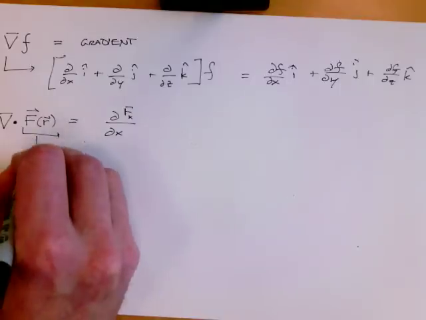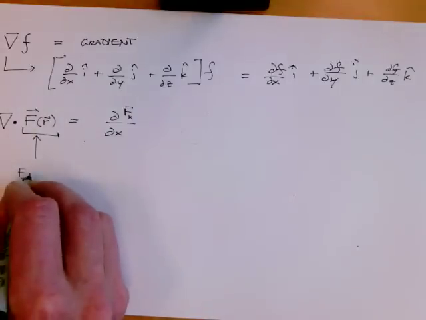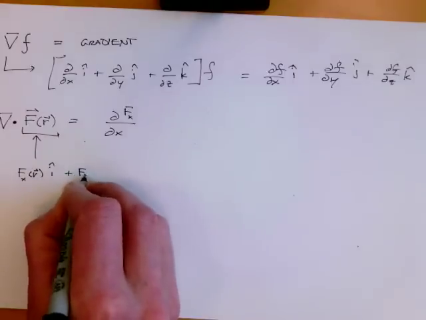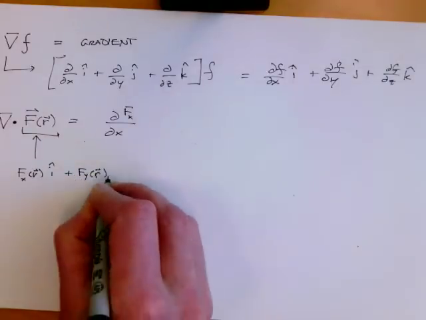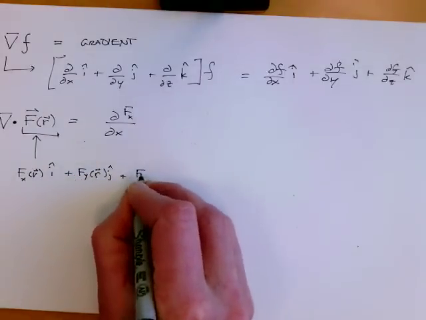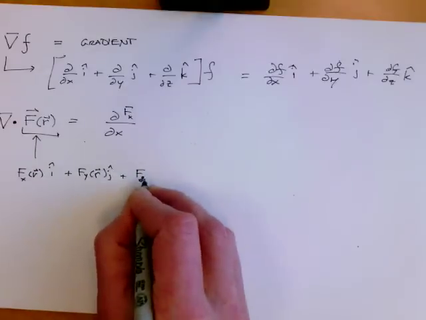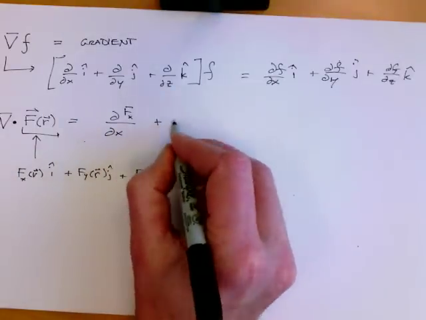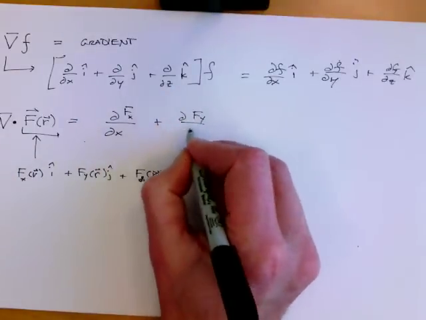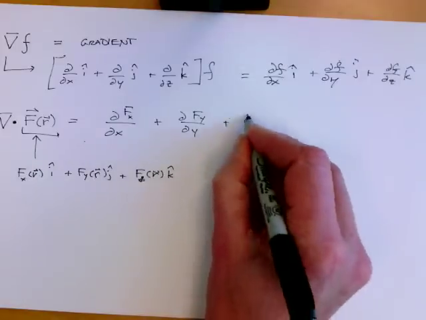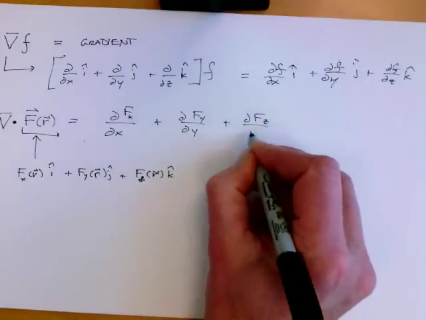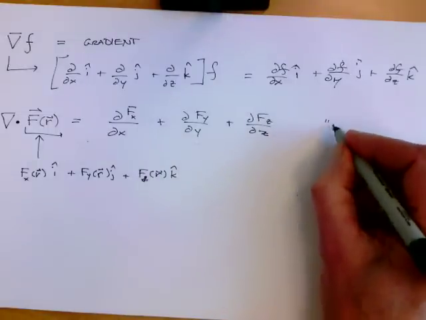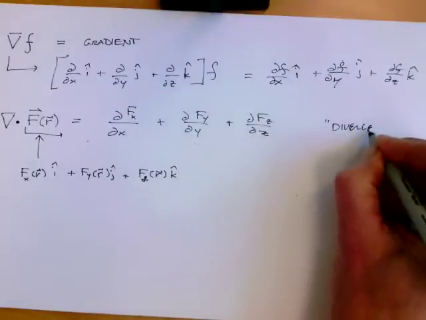If I write this vector field out in a little more gory detail, it's got some x component that depends on where I am, plus some y component that depends on where I am, plus some z component that depends on where I am. So it's going to be the partial of the x component with respect to x, plus the partial of the y component with respect to y, plus the partial of the z component with respect to z. This is what's called the divergence of a vector field.